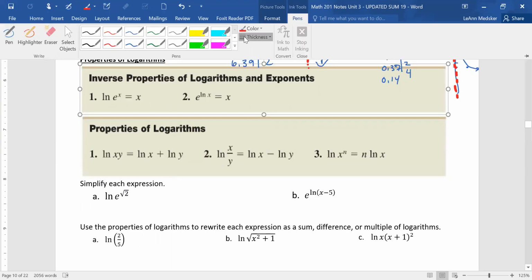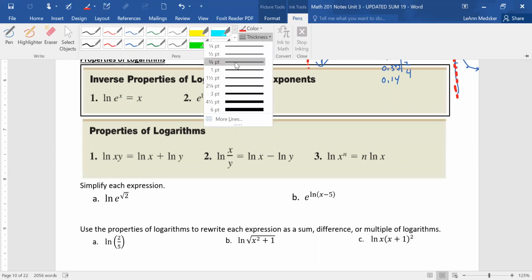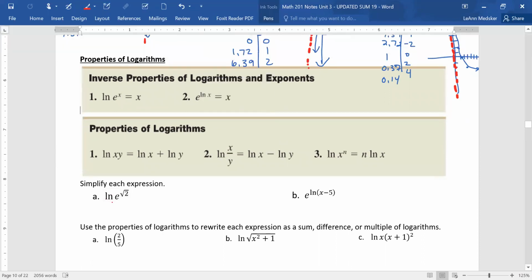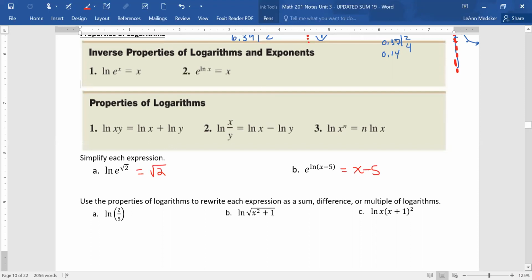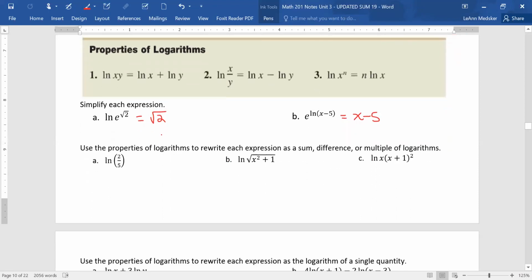So again, nothing new. If you've taken algebra before, those are just properties of logs. This here, base matches the base of the argument, so the answer is just square root of 2. Base here matches the base there, so the answer is just x minus 5. So that's using these first 2 inverse properties. And then these say, use the properties of logarithms to rewrite each expression as a sum, difference, or multiple of logarithms.